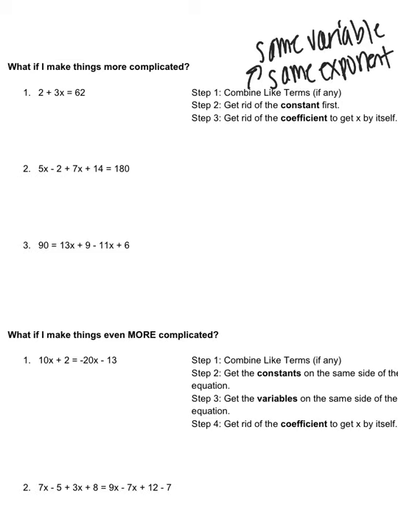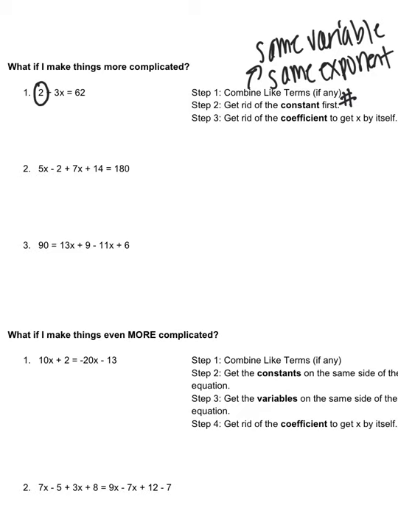All right, so we're going to move on to step 2. Step 2 says to get rid of the constant first. Remember, a constant is a number. It's just a number by itself. So no variable on a constant. Okay, so that means we need to get rid of the 2. That's our constant. So it's a positive 2.